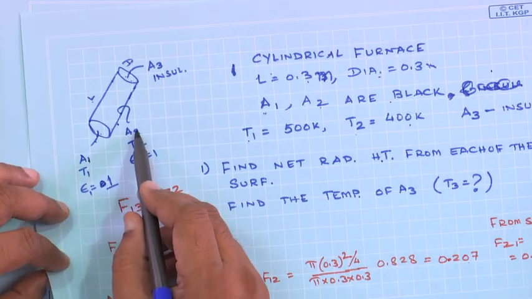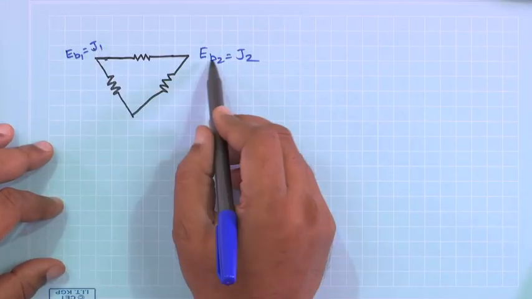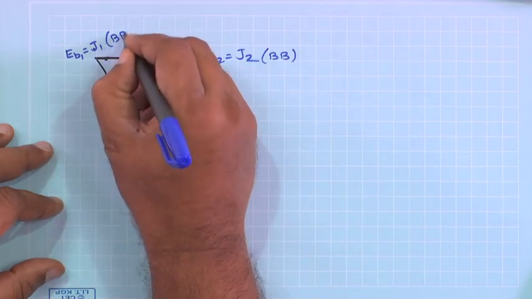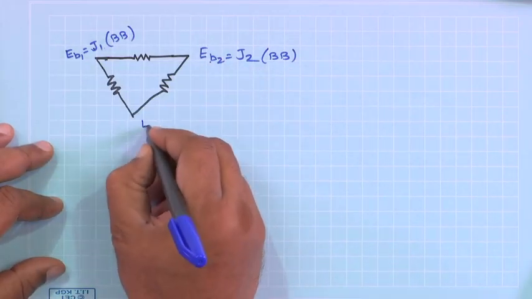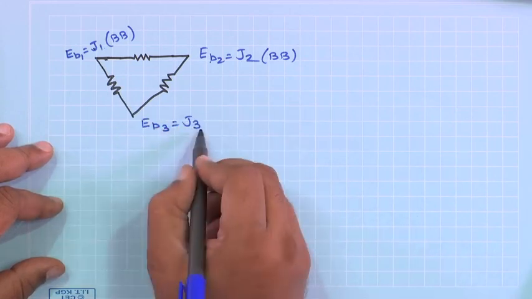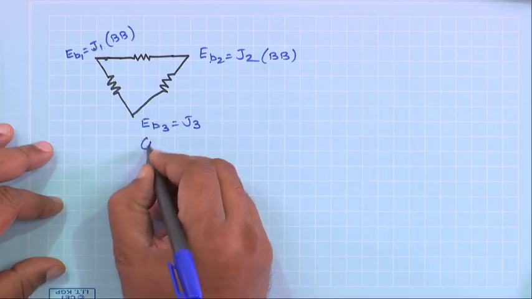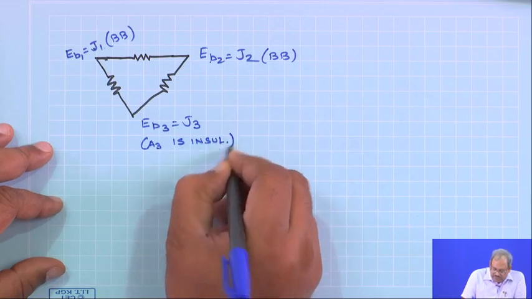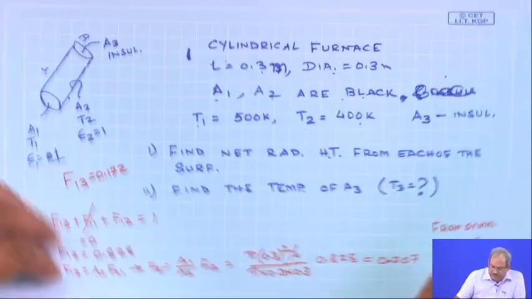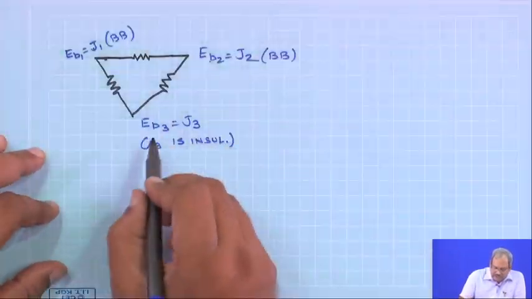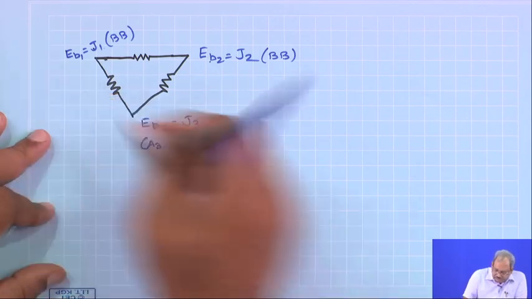Both 1 and 2 are black bodies. So, therefore, EB1 is equal to J1 and EB2 equals J2 since these two are black bodies. Additionally, EB3 is equal to J3, but for a different reason, not for a black body, since A3 is insulated. Here A3 is mentioned, A3 is insulated. So, for a different reason, EB3 is equal to J3.